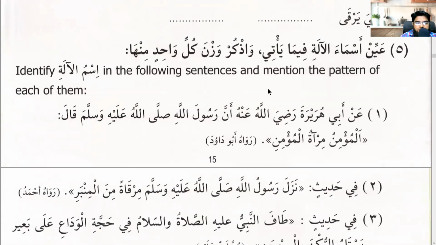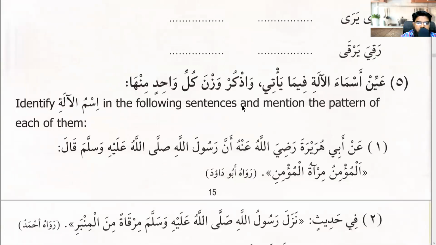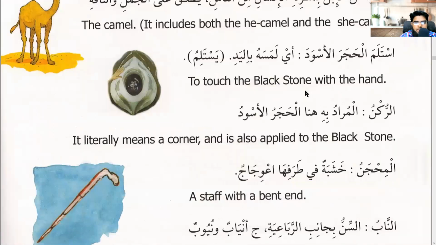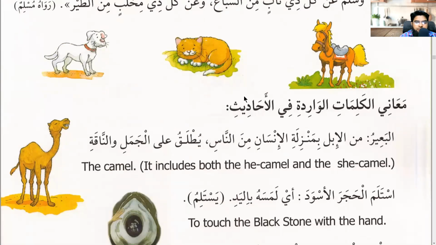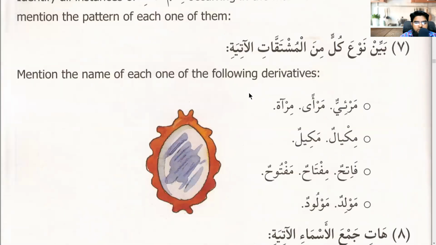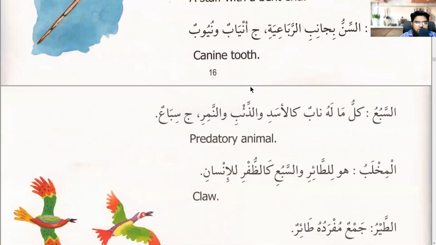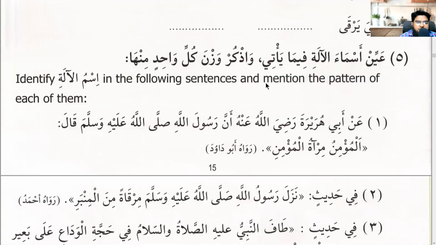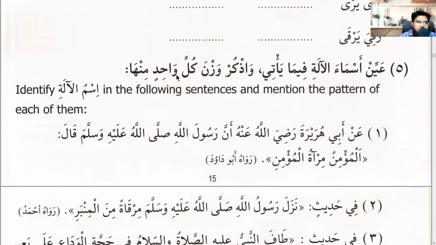رقي يرقى. So there are some changes here. Let's see how much more is this. Yeah, we can finish this lesson, inshallah. Just a few more simple exercises. We have sentences, some examples, and we can finish this, inshallah. عين أسماء الآلات فيما يأتي واذكر وزن كل واحد منها.